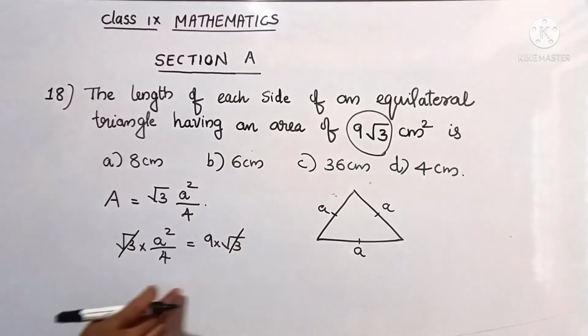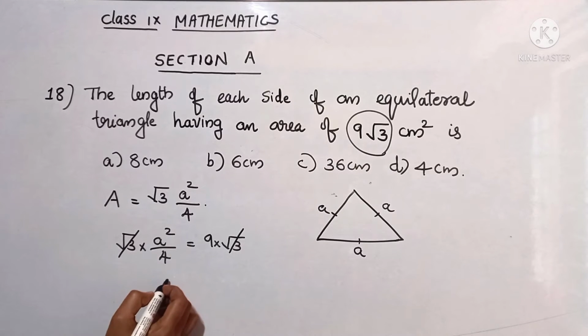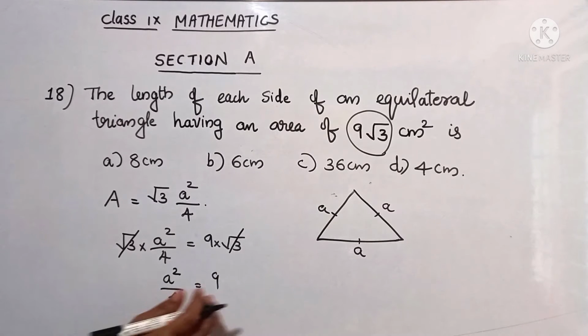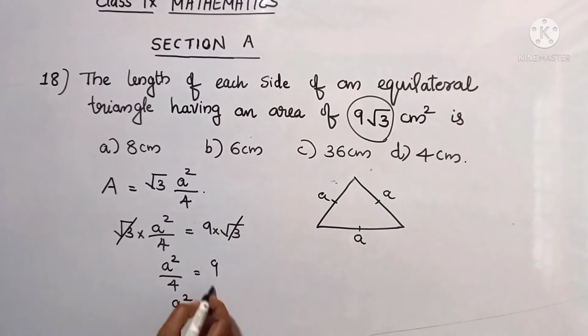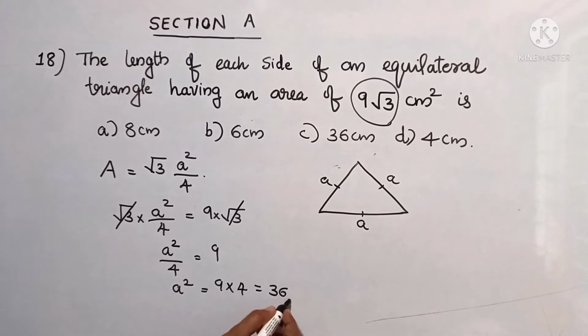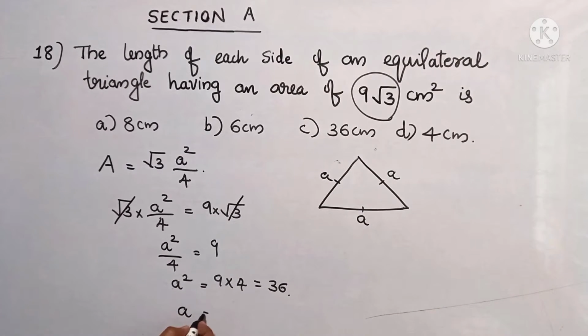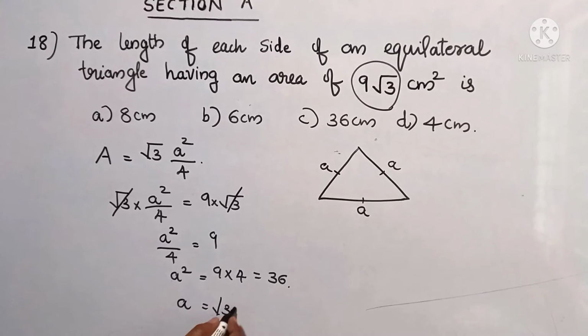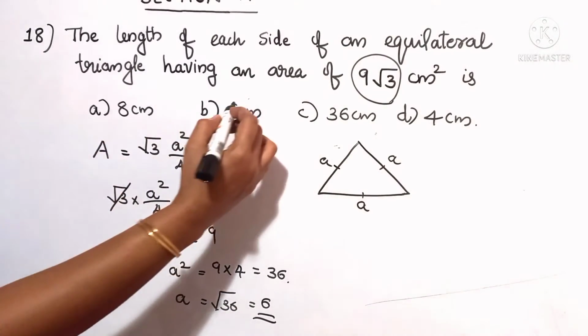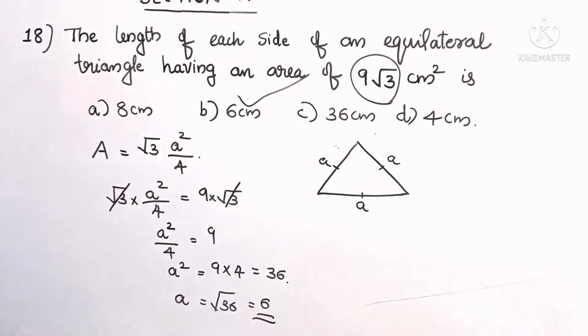We can save time. Then we are getting a square by 4 on LHS, and RHS only 9. Then we can transpose this 4 towards the right. It becomes multiplication. So a square is equal to 9 into 4, equal to 36. Then a is equal to the square root of 36, equal to 6. And here we have 6 centimeter. This is the correct answer.